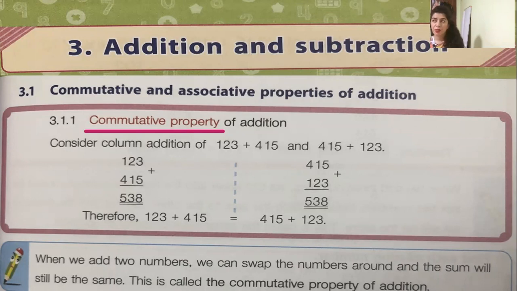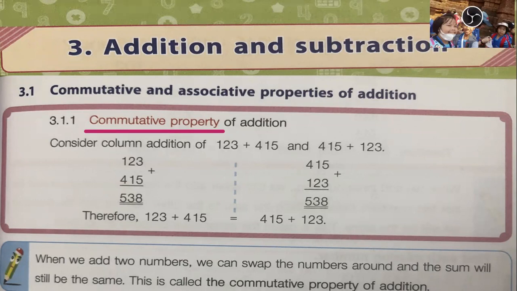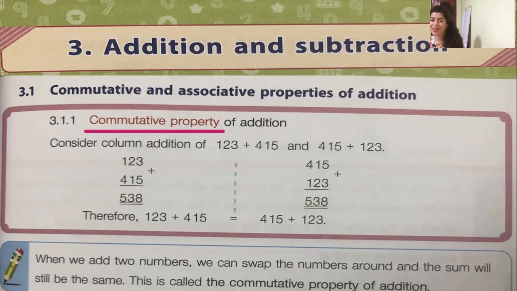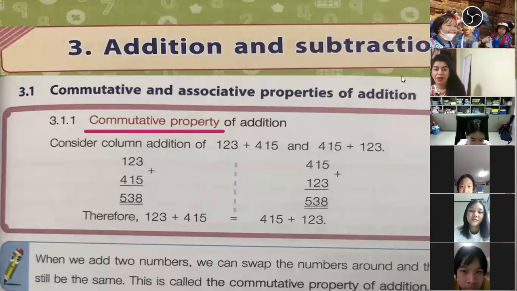Can you please make an example? 2 plus 1 and 1 plus 2. Oh, so easy. Yes, 2 plus 1 and 1 plus 2. They are commutative property. Very good.